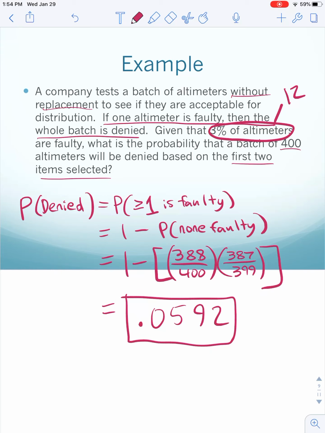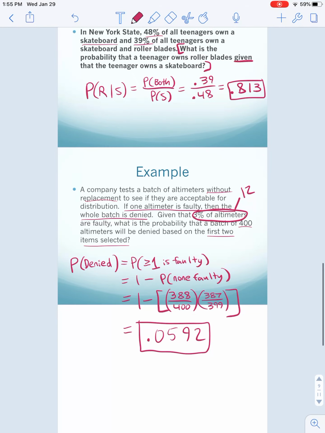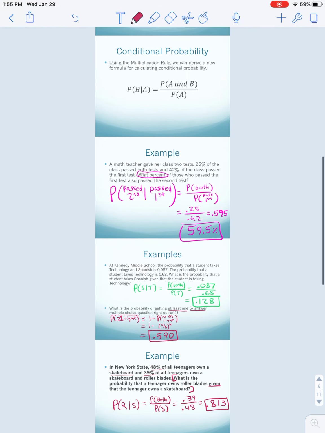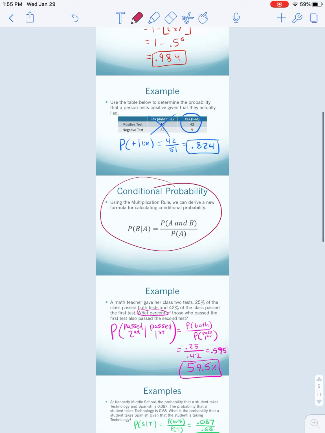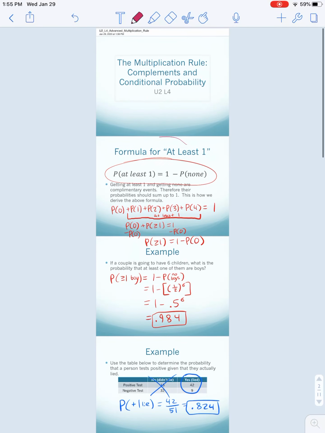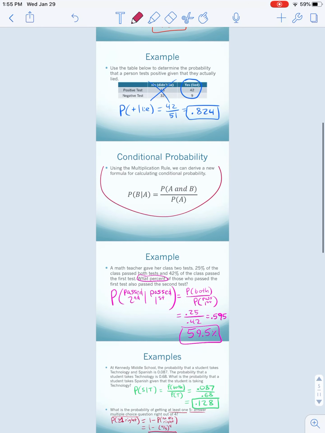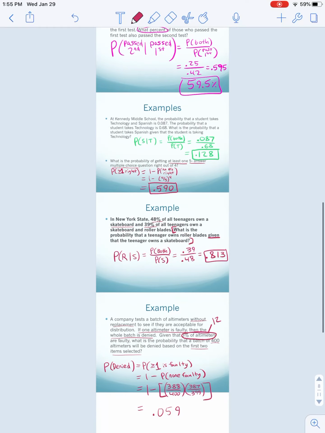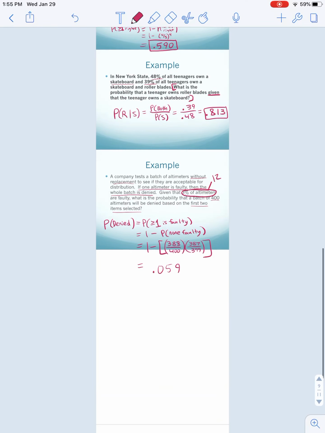Okay, and that problem right here is about as hard as this could possibly get, because there's a lot of little work we had to do, and you actually had to identify the fact that we're talking about 1 minus none. Okay, so to sum up this whole lesson, we've learned 2 new formulas, conditional and at least one. We just are in every question trying to identify which one am I using right now. And that's it.